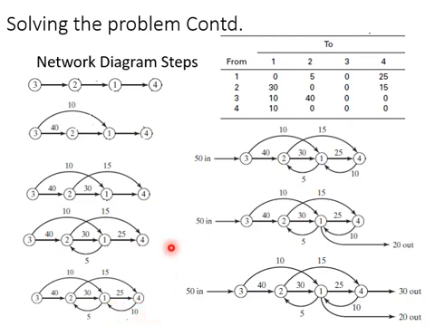So this is the way in which we have created the network diagram, where we are showing how many parts are leaving each machine. Now we have to check each machine for how many parts are entering it. That has to be exactly the same as the number of parts that are leaving the machine.